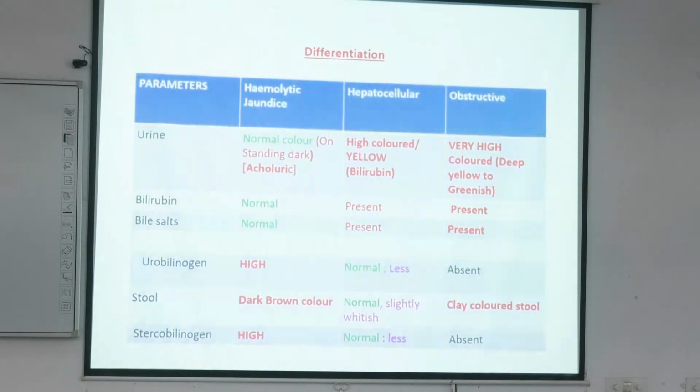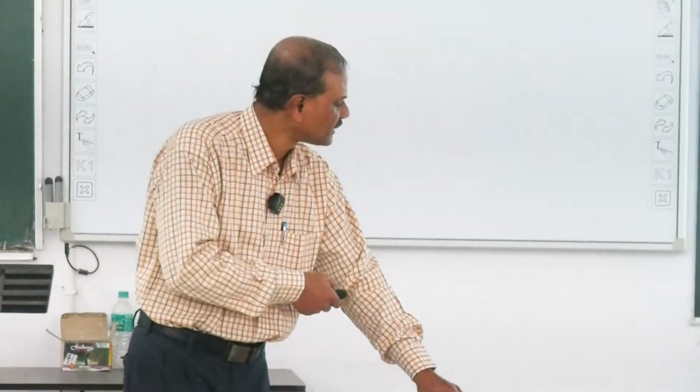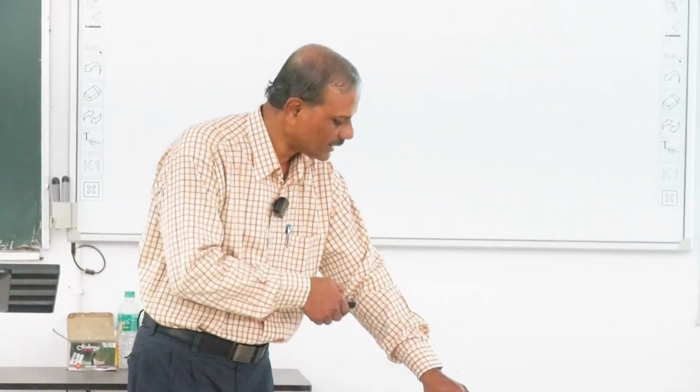In hemolytic jaundice, the stool color will be dark, because the excess amount of urobilinogen will be converted into stercobilinogen, and then stercobilin. And depending on the degree of block, hepatocellular jaundice will cause stool that is slightly whitish.